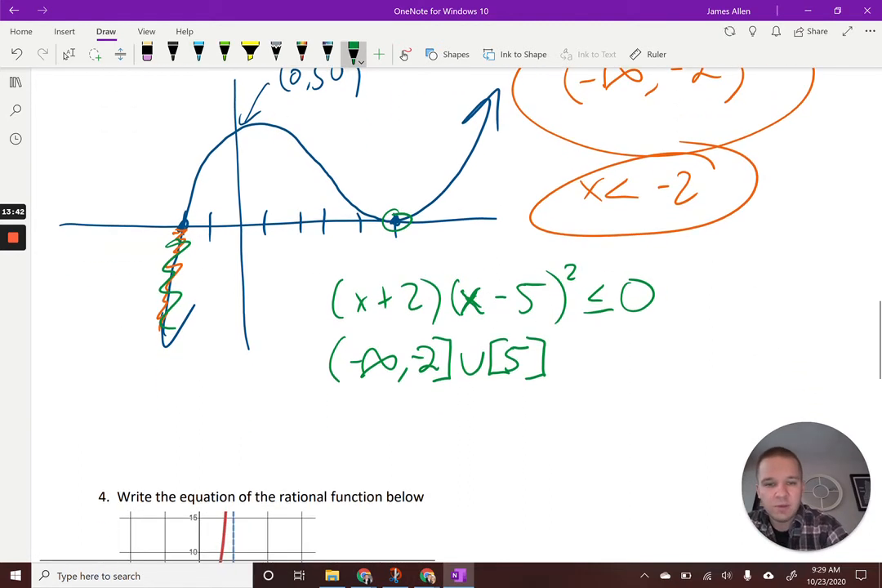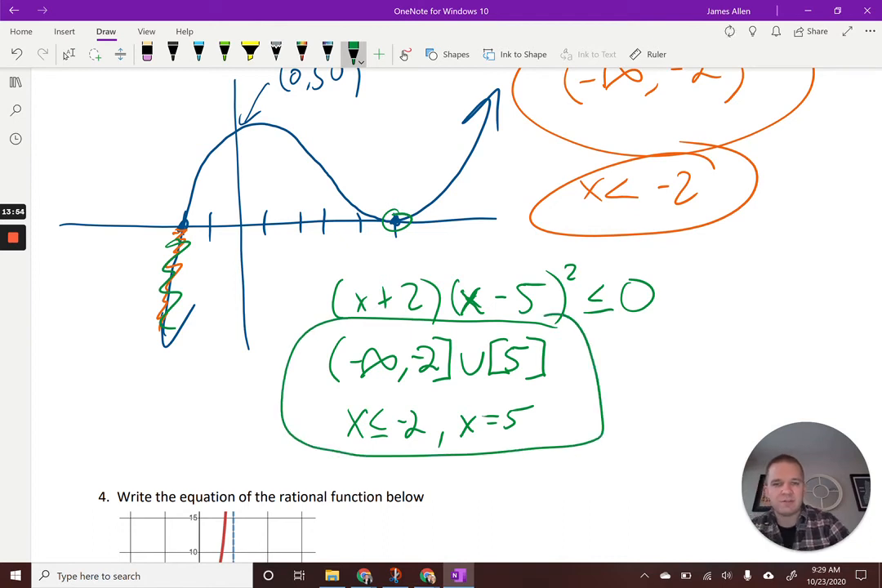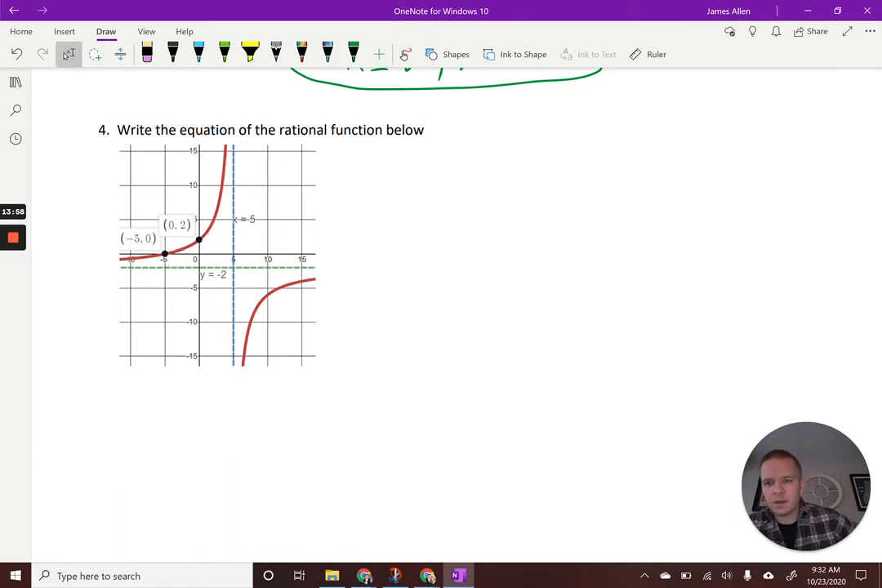And I could write that with an inequality as well. X is less than or equal to -2, and x is equal to 5. I like it. So not that it was that problem, but I think that's kind of a special case when we have just that single point there. So I did want to bring that up.